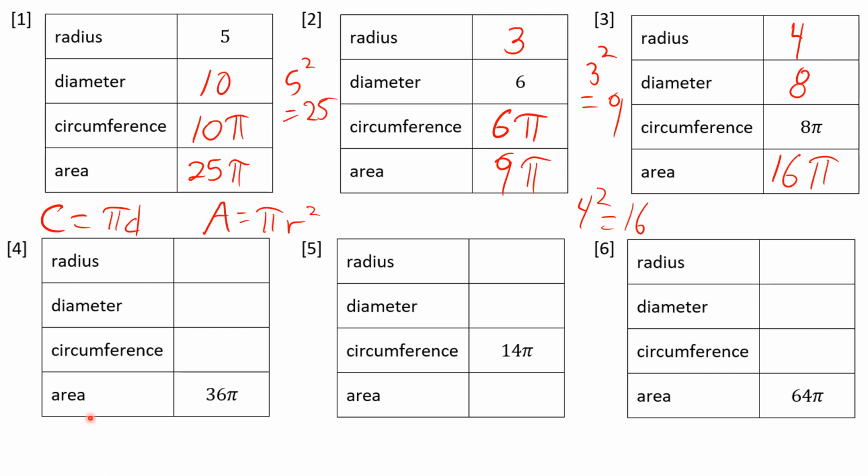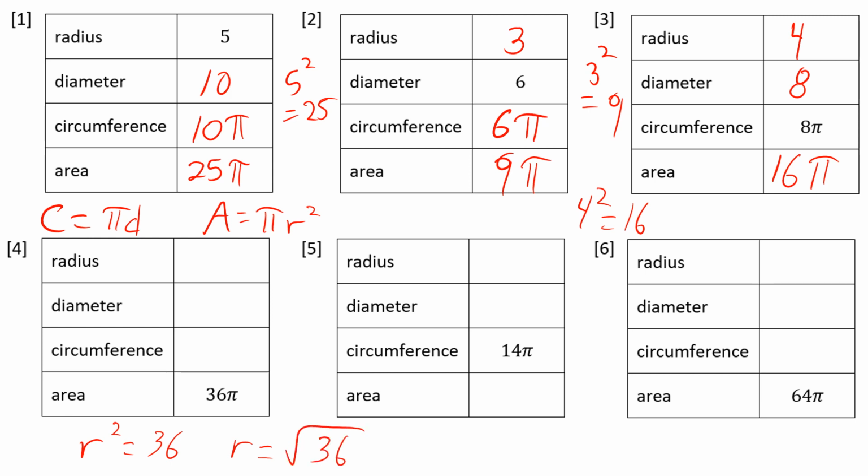Now, trickiest of the bunch might be when we start out with the area, right? I got to work backward, knowing that the area is 36. And with the area, well, how do I work backward? Well, we can get the radius from the area, right? Hey, I know it's pi times the radius squared. Well, I know that the radius squared has to be 36. So what's the radius? Well, thank goodness we've been practicing this for quite some time, right?